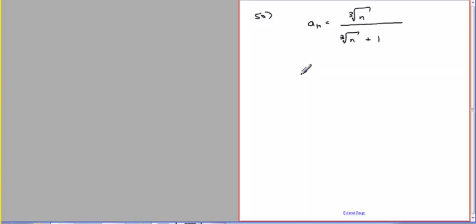In this case, we really only need one other sequence. If I remove the 1, then I have the cube root of n over the cube root of n, which just ends up being 1. So b sub n would just be 1. It would be a simple sequence: 1, 1, 1, 1, 1, 1, 1. And this sequence a sub n is always going to be less than b sub n.